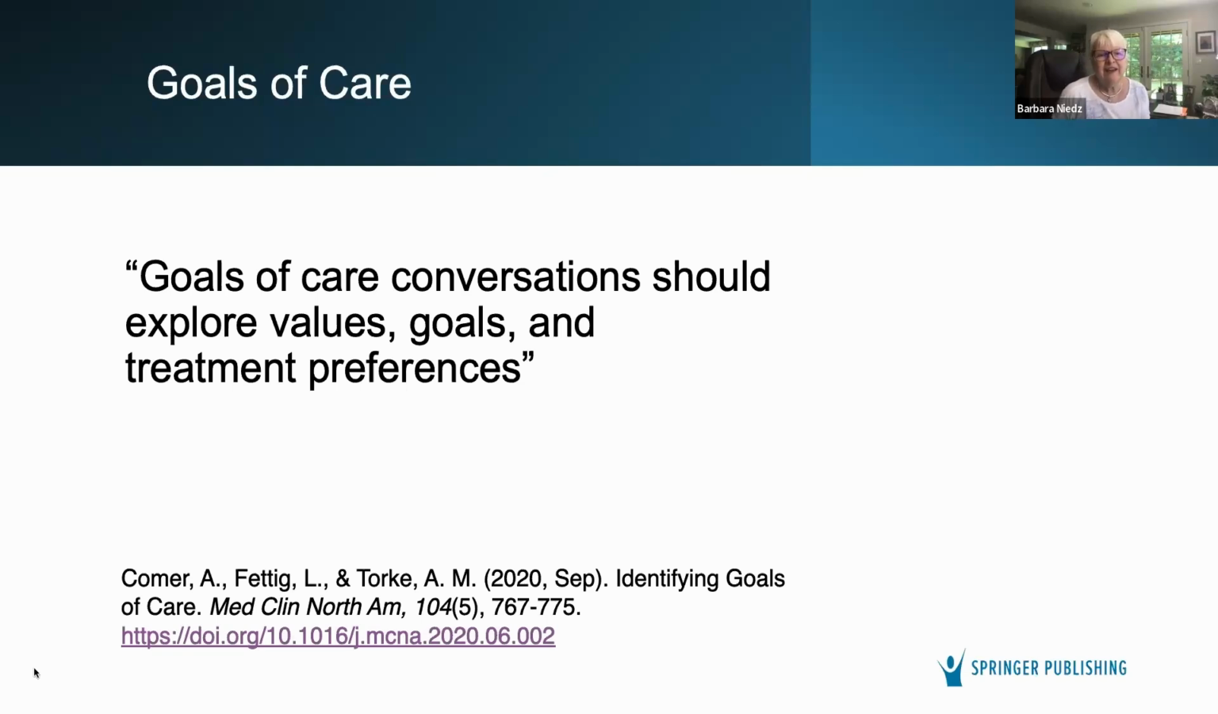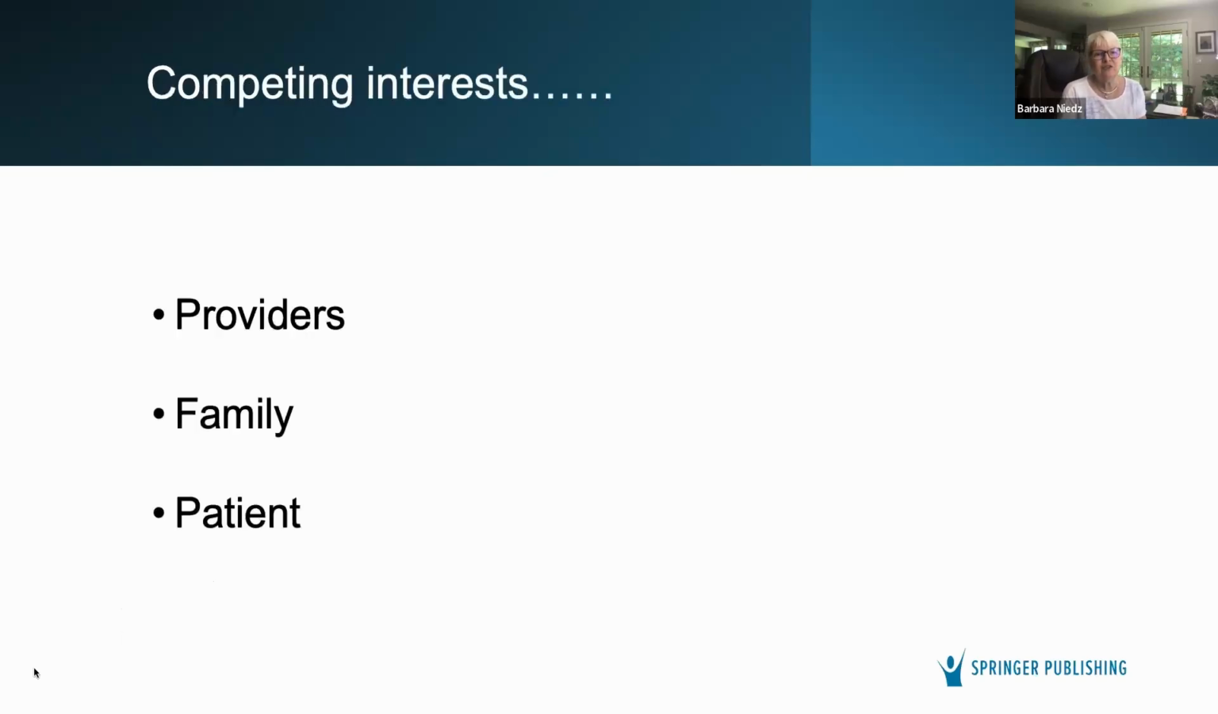The title of this one by Comer et al., Identifying Goals of Care, just says it all. I mean, how do we get at them? This short quote from the paper, "Goals of care conversations should explore values, goals, and treatment preferences," kind of sets the stage for this discussion. And I'm calling these competing interests. They really shouldn't be competing, should they? Providers have some skin in the game, certainly family, and most of all, the patient.